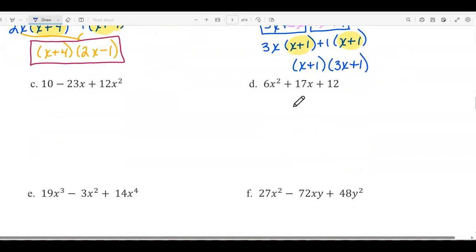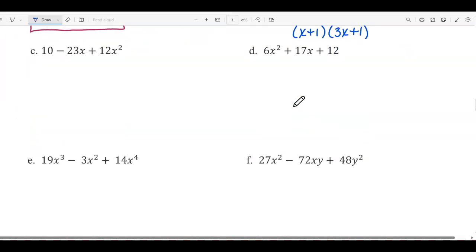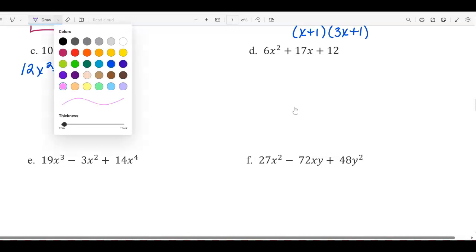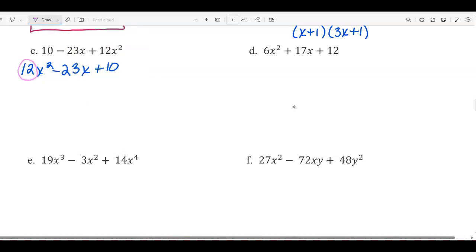Okay. Let's do the same thing for part C. Again, we need to put it in descending order. 12x squared minus 23x plus 10. And again, I'm focusing on that first term and last term being multiplied. When I do that, it's a very large number, but we're going to work with that. So 12 times 10 is 120. And then I'm listing all the factors, and we're going to have a lot here. So there's a lot of factors, and I'm just going to start with 1. Use your calculator if you have to.